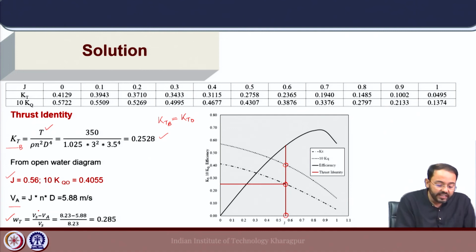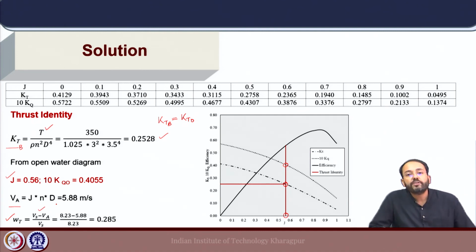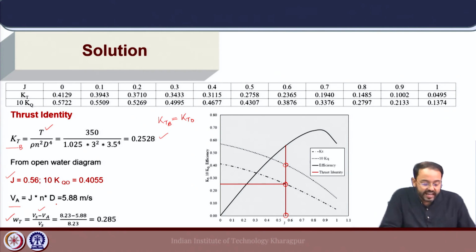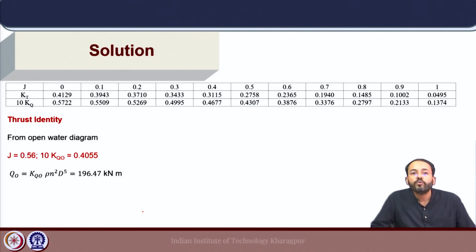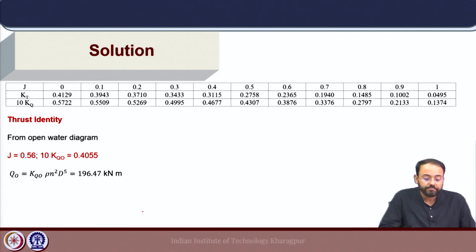So, it is given with respect to the speed of the ship and the speed of advance here, and we get the value of wake fraction. Similarly, we can use thrust identity to calculate the KQO, which is the open water torque. Now, because thrust identity is assumed, the open water torque coefficient is not equal to the behind hull torque coefficient.